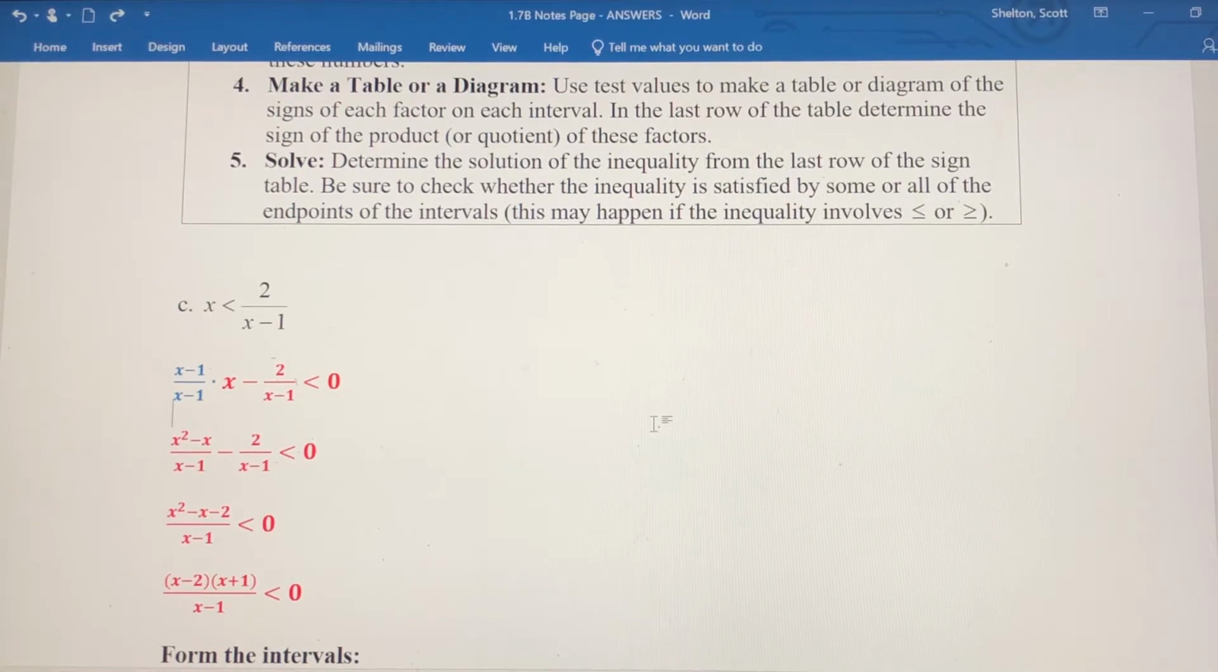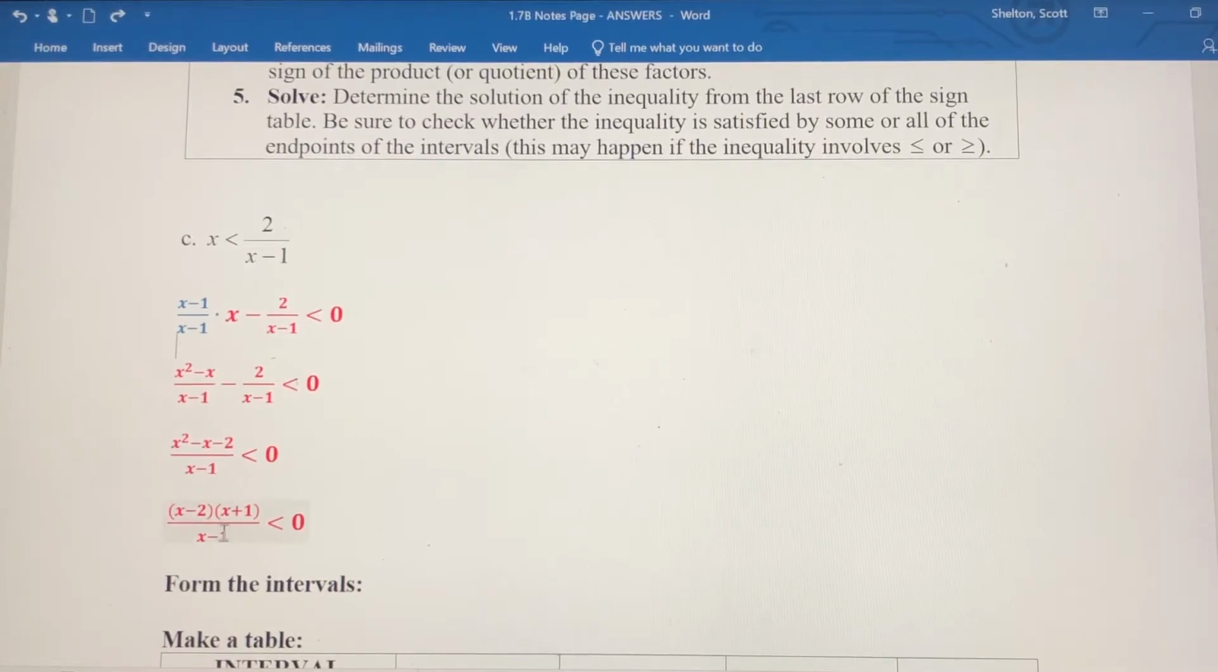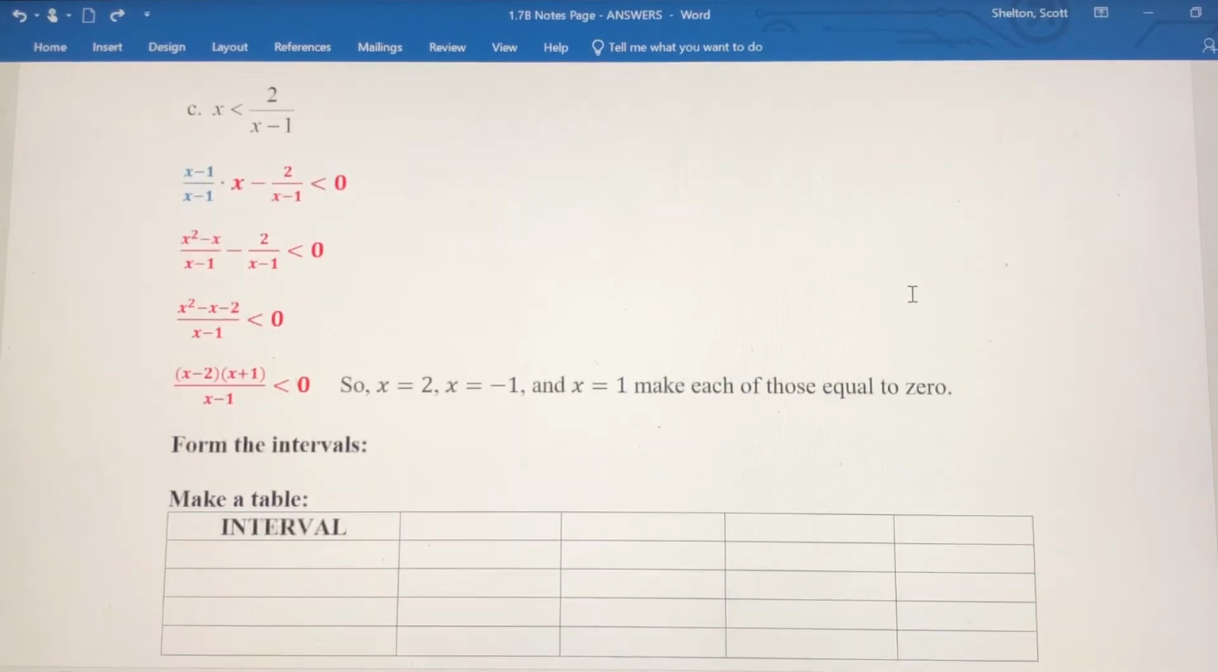Now, next step, we're going to find the intervals. We want to think about what makes each of these three factors equal to 0. So x minus 2, if I were to plug in 2 for x, I would get a 0. That's going to be part of the intervals I'm going to form in just a second. If I plug in negative 1 to this binomial, I get a 0 there. And down here, if I plug in positive 1, I get a 0. So these are the values that make this expression, either the numerator or the denominator, 0. Those are the ones I'm going to use to help me form my intervals.